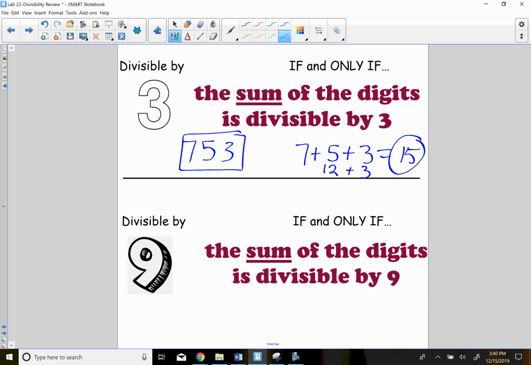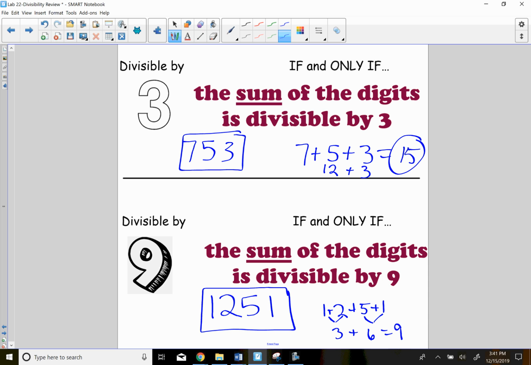So let's try another one for 9. Let's see, if I take 1,200, so right now I'm at 3. I'm trying to get it divisible by 9. So if I add 5, 5, 6, 7, 8, I need one more to make that 9, right? If I add 1 plus 2 plus 5 plus 1, that is 3 plus 6, which equals 9, and 9 is divisible by 9. So this number is divisible by 9.